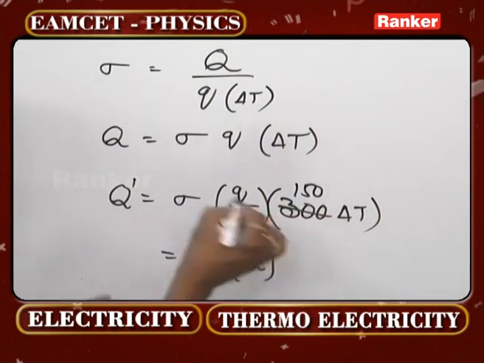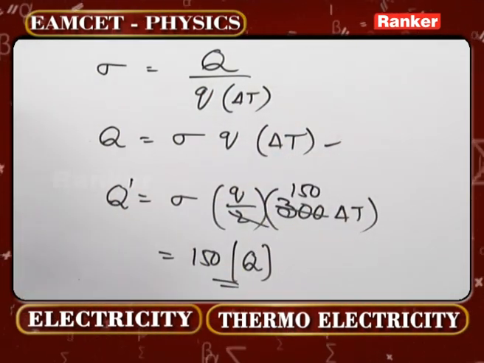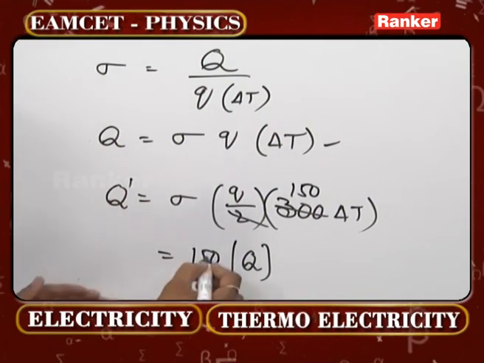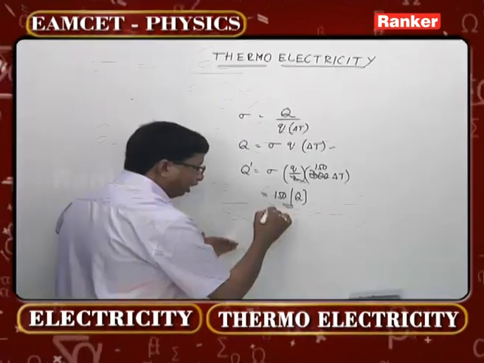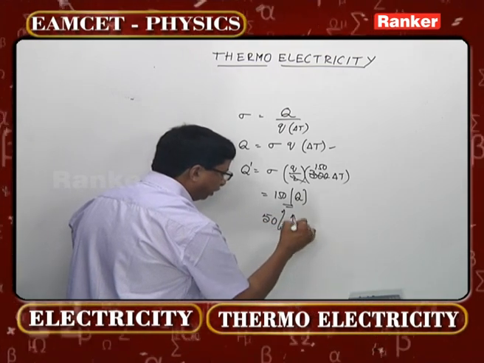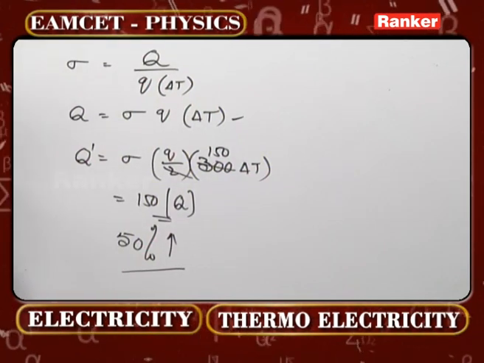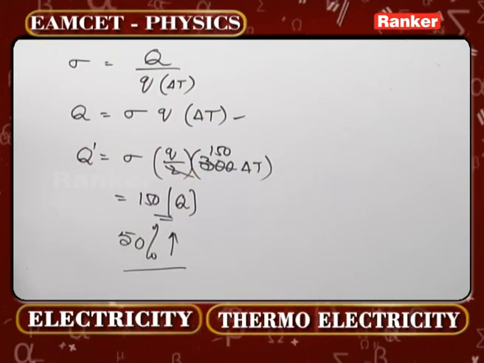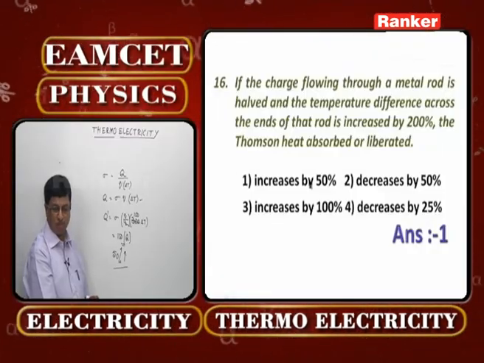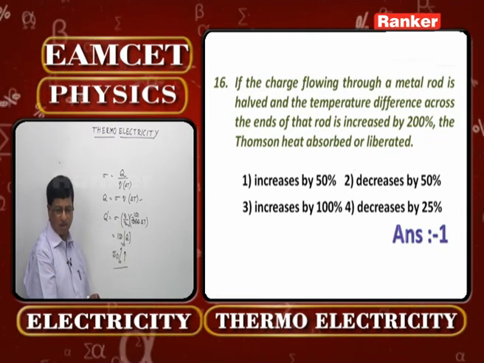Sigma q delta T is Q. So 150 of Q. Earlier it was Q, that was 100%. Now what will be the percentage rise? 100 has become 150. That means what will be the percentage rise over here? It increases by 50%. So very first option is correct for this particular question number 16, please. In fact, by look also you can finalize that one. It is not a big task, right?